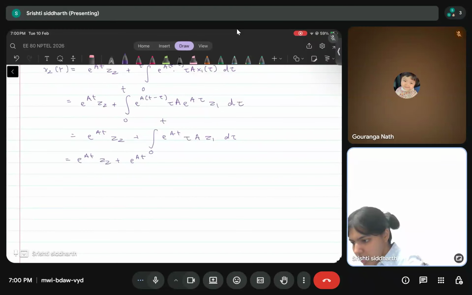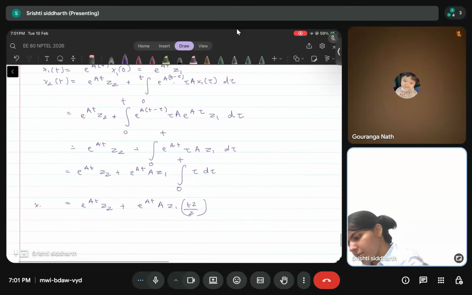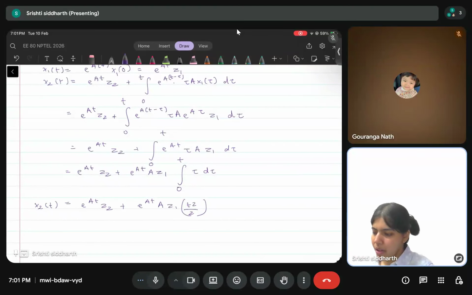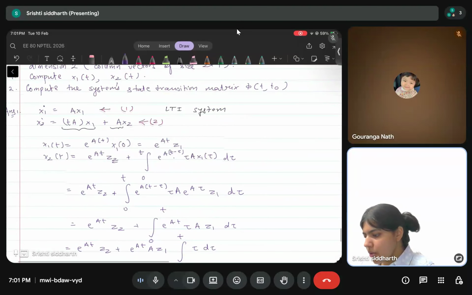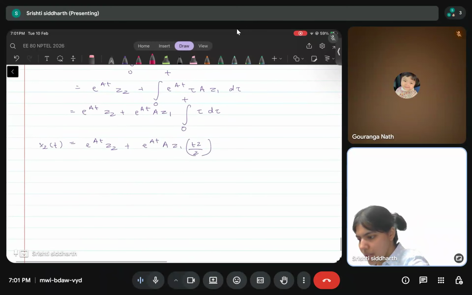A Z1 times t squared by 2. So this is the solution x2 at any time t. So observe that the solution of x1 only depends on the initial condition of the first state, but the solution of the second state depends on Z1 and Z2.